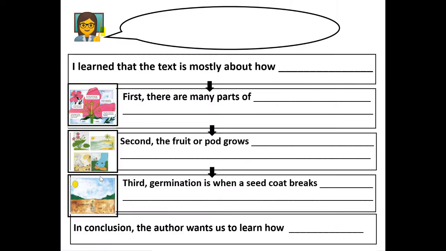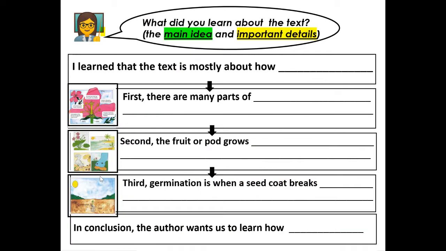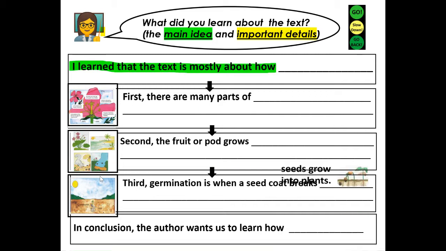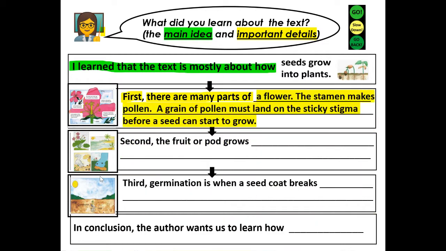All right. Now you can look at my example. What did you learn about the text? The main idea and important details. I learned the text is mostly about how seeds grow into plants. First, there are many parts of a flower. The stamen makes pollen. A grain of pollen must land on the sticky stigma before a seed can start to grow.